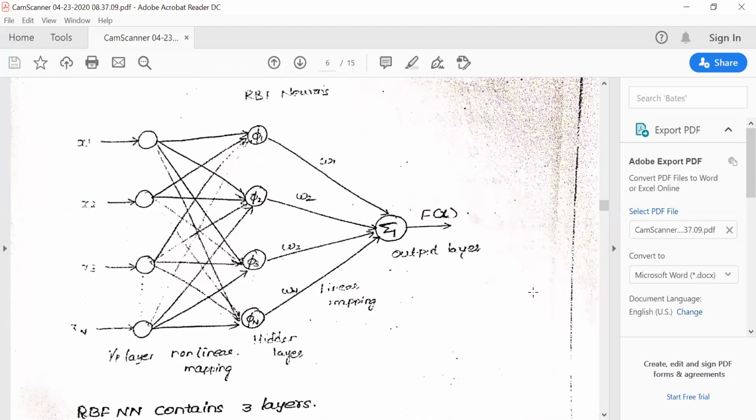Any RBF neural network contains only 3 layers. You need to understand that first. Only 3 layers will be there: input layer, a single hidden layer, and a single output layer. You cannot have more than one hidden layer.